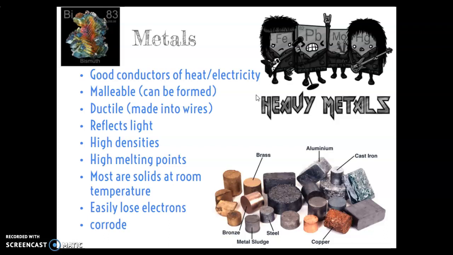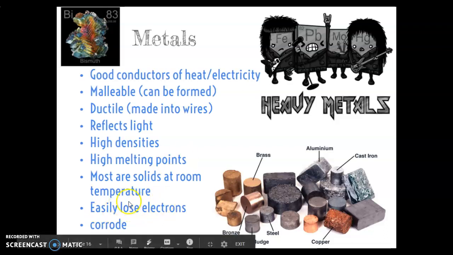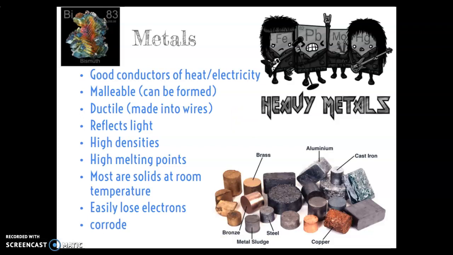That's the part that makes them metals, is that they easily lose electrons because they have low electronegativity values, because they have a low effective nuclear charge. And we'll talk about those things later. And they also corrode because they react because they lose electrons.